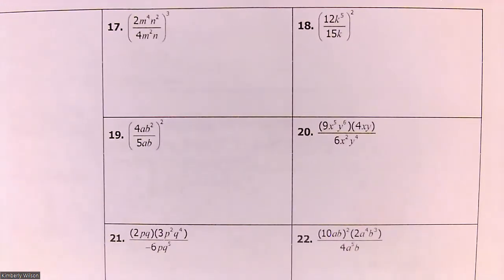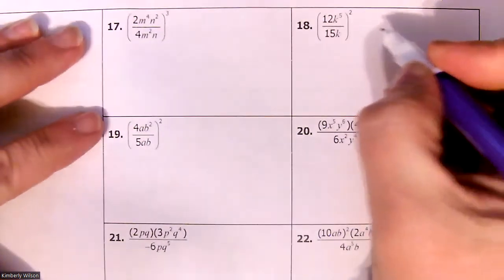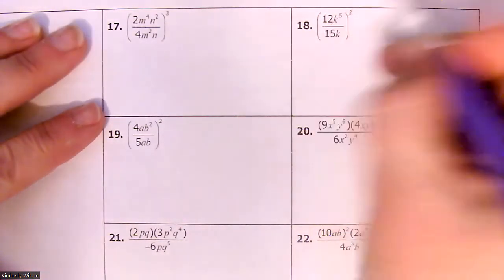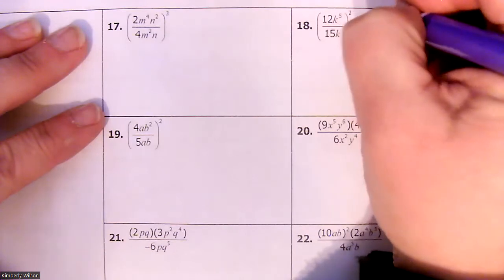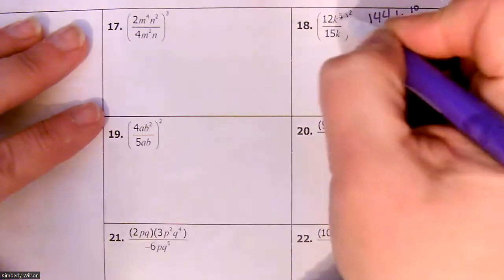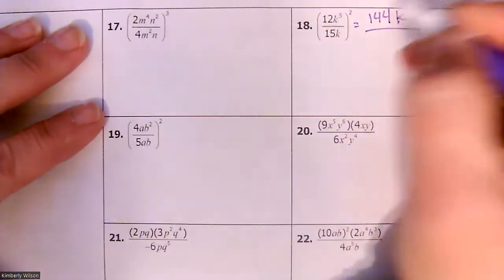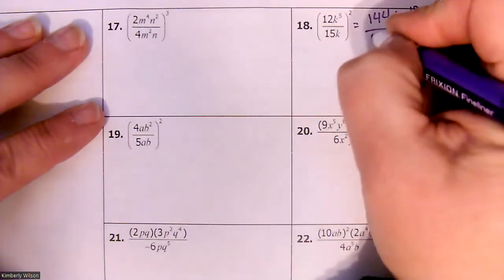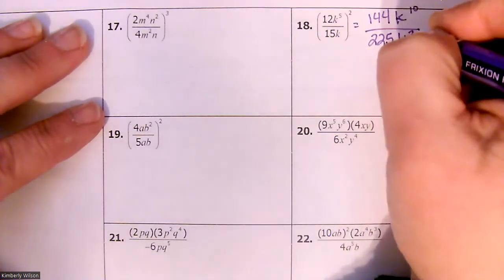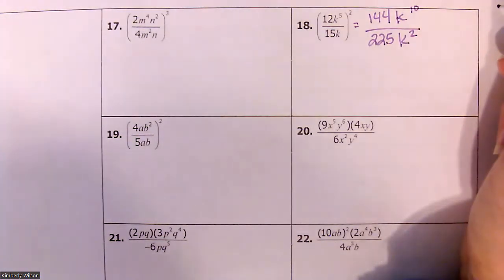Okay, here we go. So now we're going to move on to number 18. Okay, so we've got 12 squared, which is 144 k to the 10th, because you multiply the exponents, over 15 squared, which is 225 k squared. And now we have to simplify.